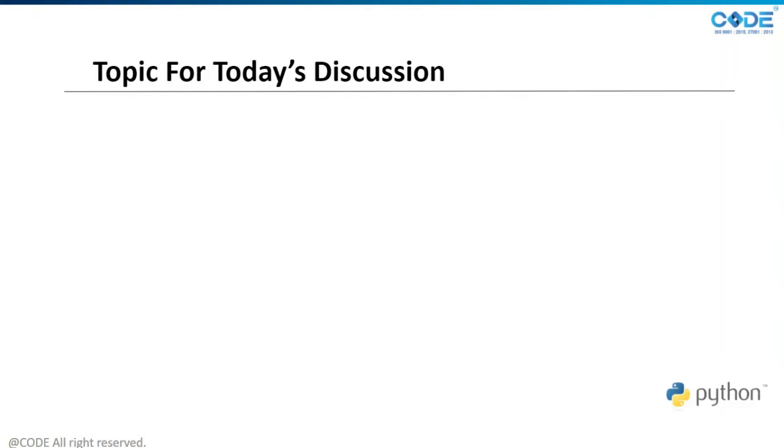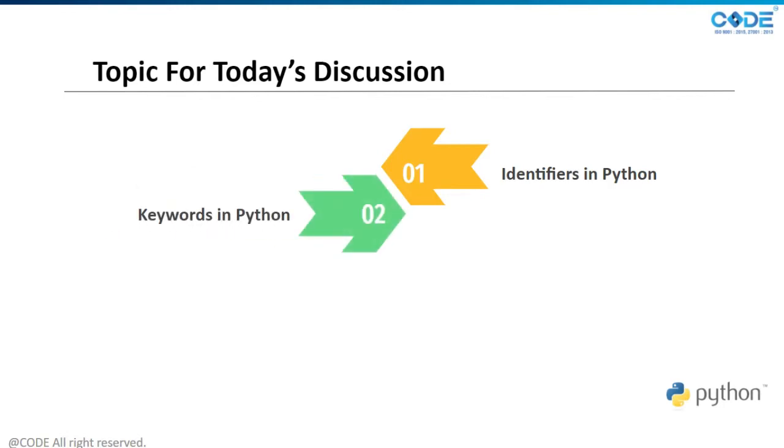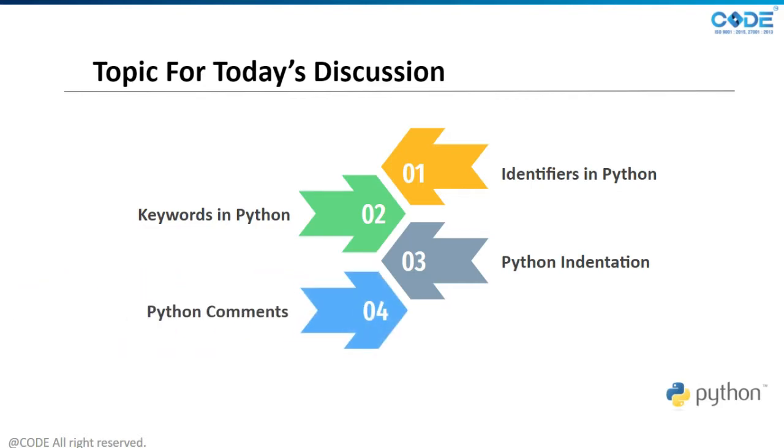Hello everyone, let's start with the topics for today's discussion. So the first one is identifiers in Python, second is keywords in Python, third one is Python indentation, fourth one is Python comments. So let's start with today's first topic, which is identifiers.